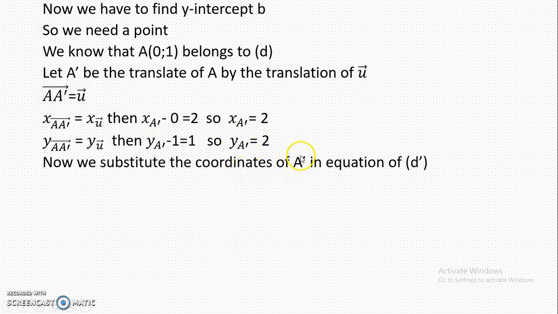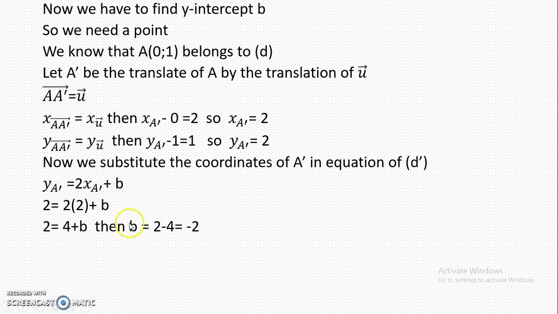So then we put the coordinates of A prime in the equation y equals x plus b, and with a simple calculation we obtain b equal minus 2, and the line will be D prime of equation y equals x minus 2.